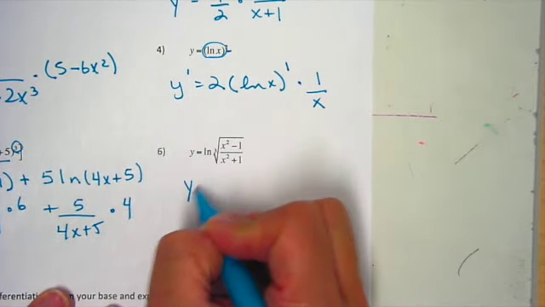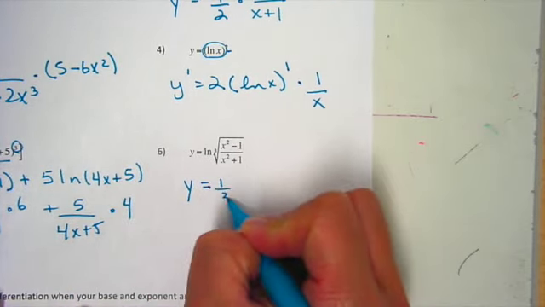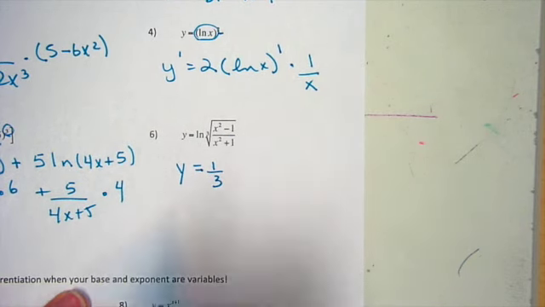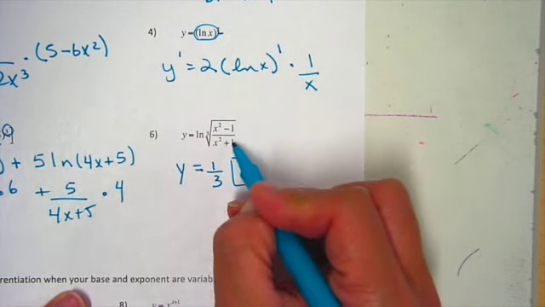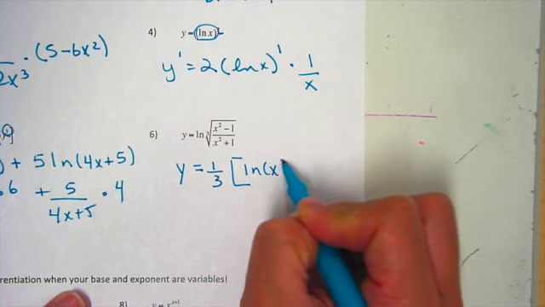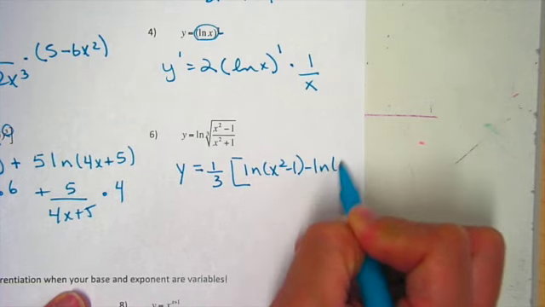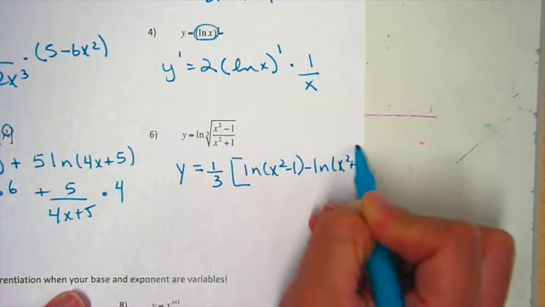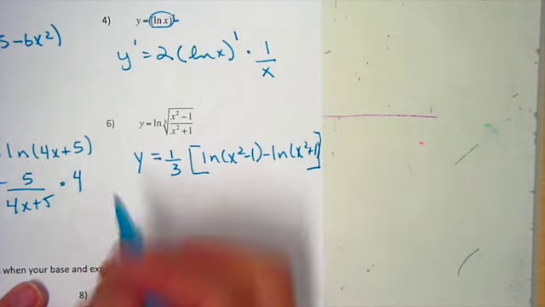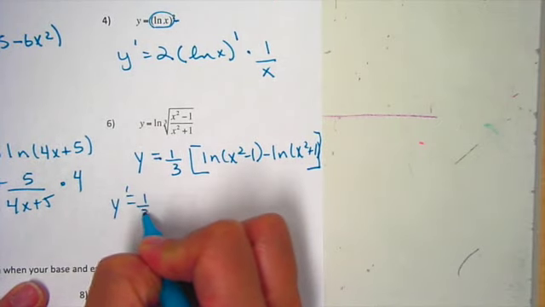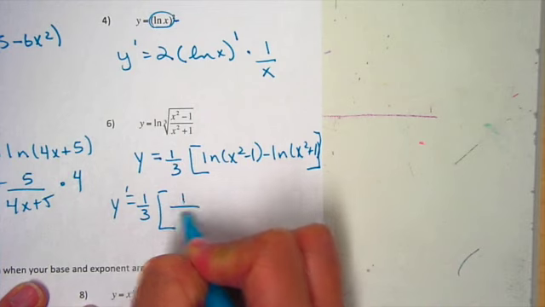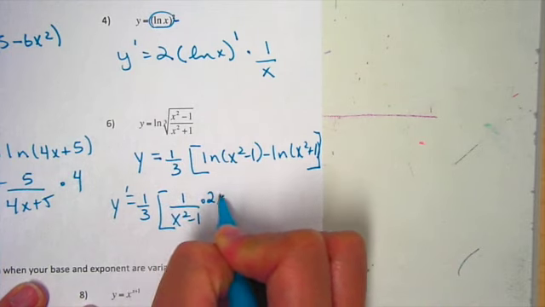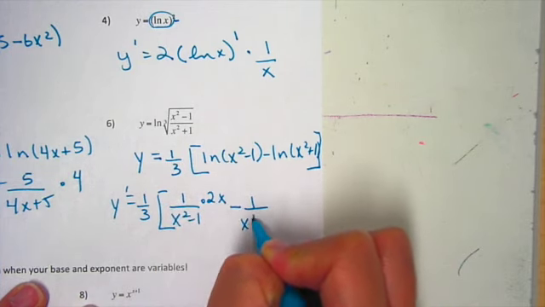Same thing on number 6. I'm going to rewrite it using your property of logs. So that's 1/3 goes to everything because everything's underneath the cube root. When I divide, that's the same as subtracting the log. So I can rewrite it like this. So the derivative is, pull the 1/3 in the front, 1 over x squared minus 1 times 2x minus 1 over x squared plus 1 times 2x.